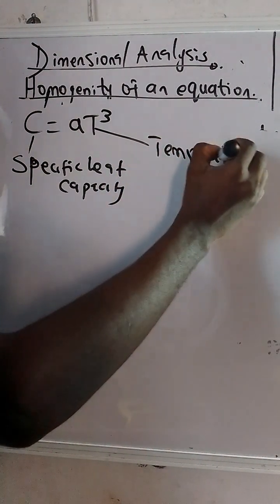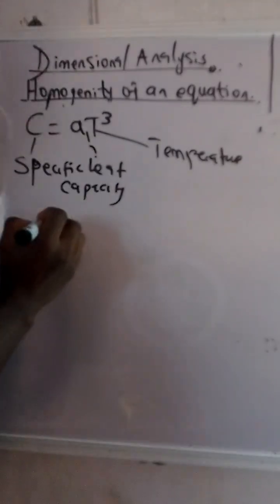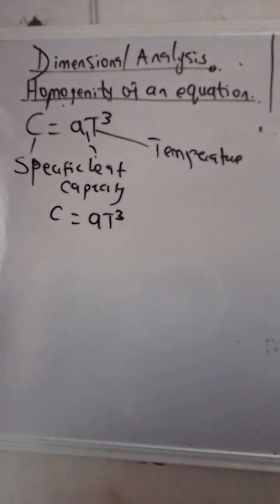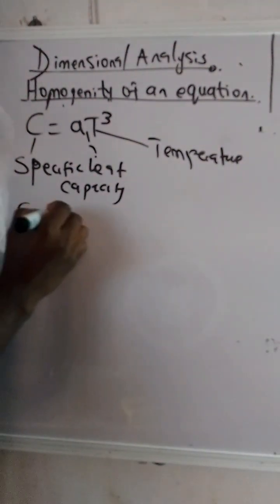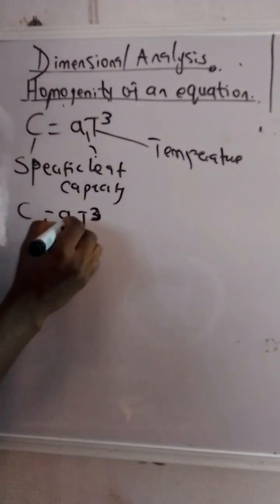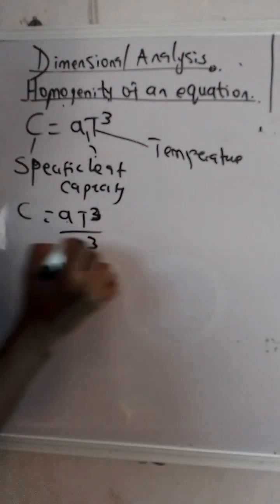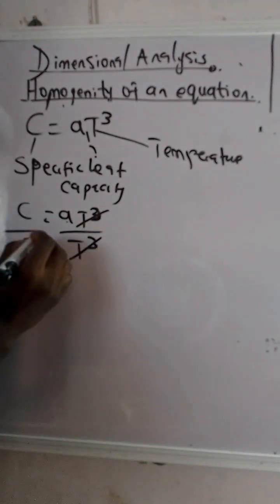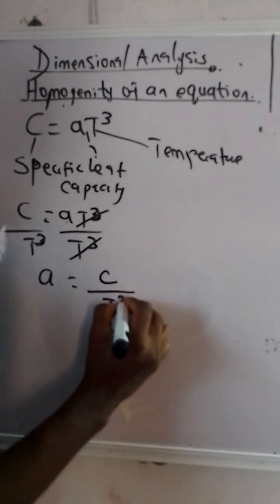Now they are asking us to look for this constant A. So it's going to be what? Everybody, let's go. C is equal to a theta all raised to power 3, right? Now since I'm looking for my constant A, that means I'm going to divide both sides by temperature, theta raised to power 3. So everybody, what do I have left? I have A is equal to C over theta raised to power 3.